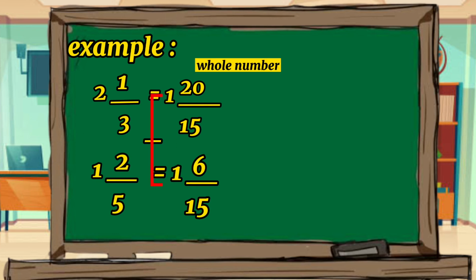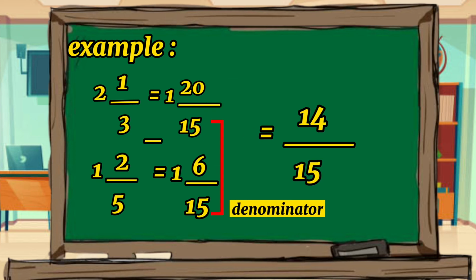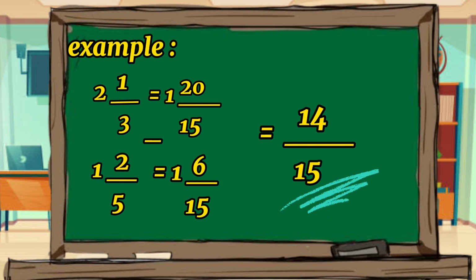Let's subtract first the whole numbers. So 1 minus 1 equals 0, then the numerators. 20 minus 6 equals 14. Then copy the common denominator. The answer is 14 over 15.